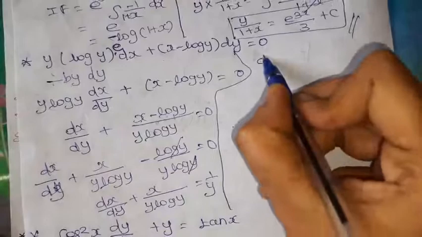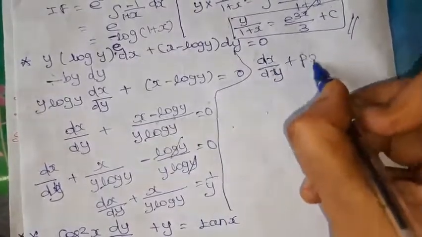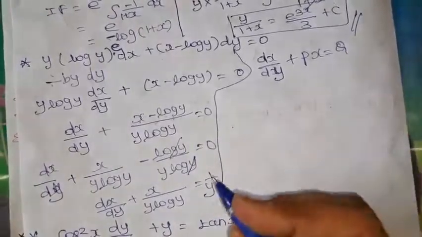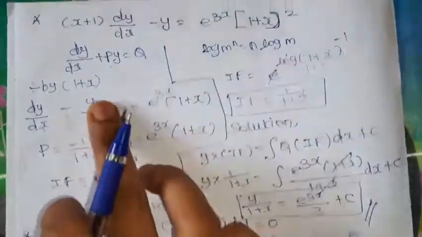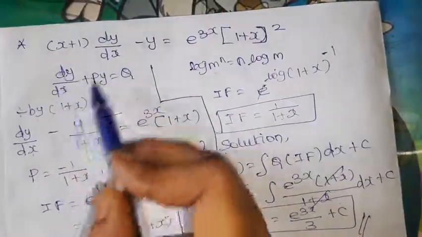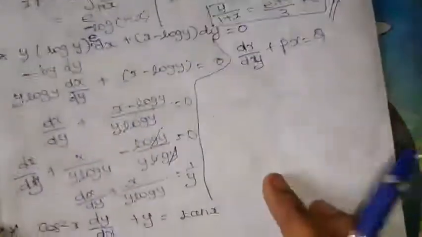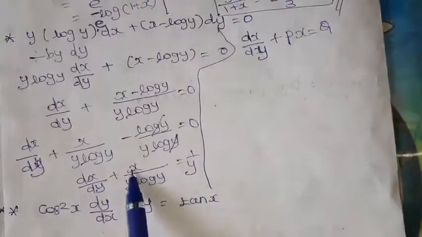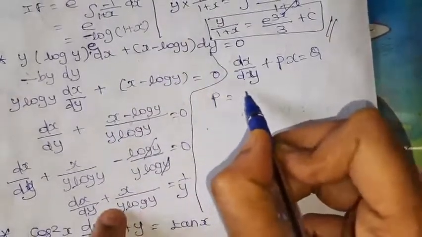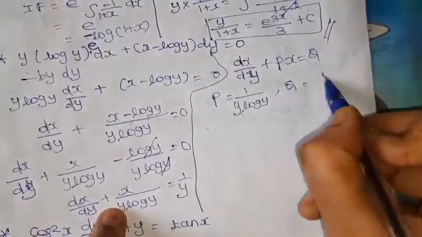This is in the form of dx/dy plus Px equal to Q. In the previous problem it was the same thing, but x and y were interchanged: dy/dx plus Py equal to Q. But here it is in the form of dx/dy plus Px equal to Q. What is P here? The coefficient of x, 1 by y log y. What is Q? Q is 1 by y.